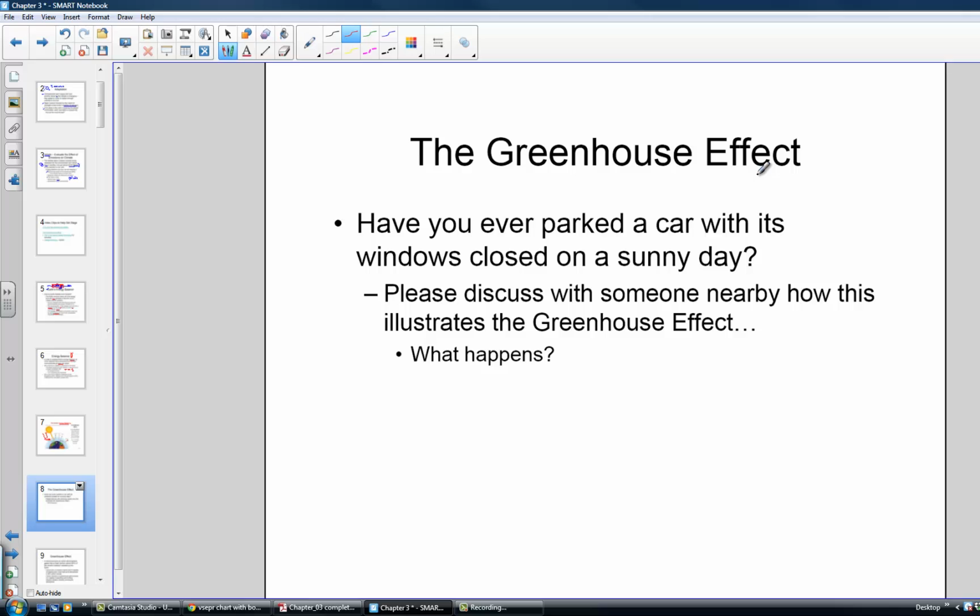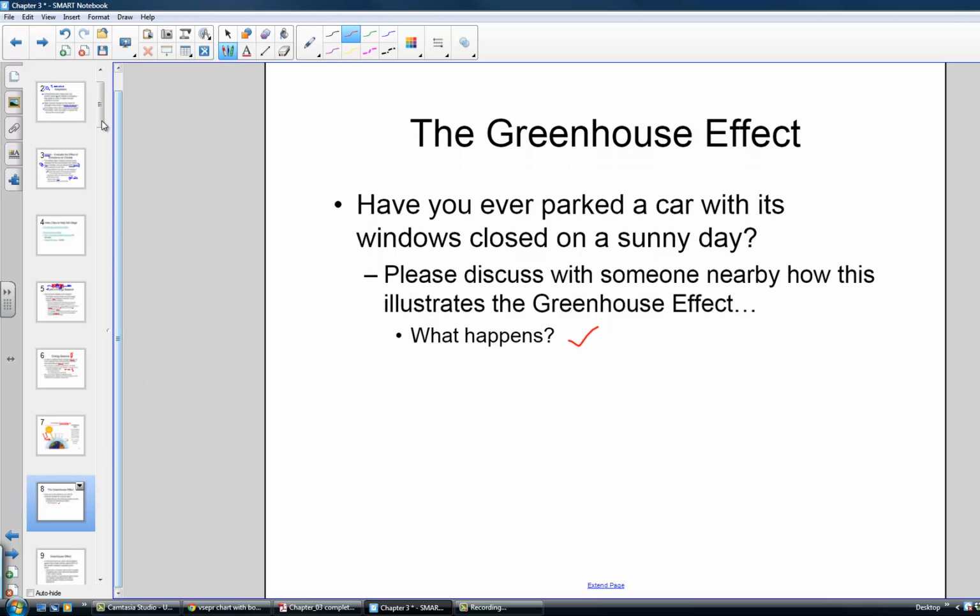So this greenhouse effect. Have you ever parked a car with windows closed on a sunny day? My goodness, here in South Mississippi, you can't help that. What might be a way that this phenomenon illustrates the greenhouse effect? And just pause and think about that. Think of a car parked on a sunny day with closed windows. How might that illustrate the greenhouse effect? As soon as you open your car door, you certainly know it's warmed up inside.